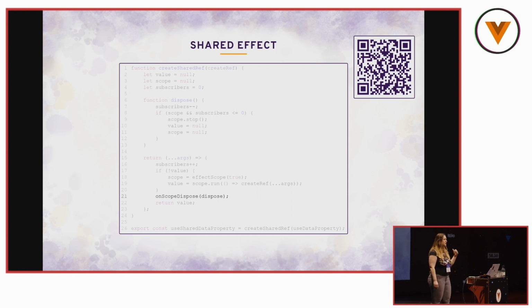And then we register a dispose function. The onScopeDispose is the equivalent of the unmount hook you can have in a setup function, but it's more global because you are not in a component every time. And this dispose function, it's easy. You just remove one subscriber, and if there is no more subscriber, you release the resources.